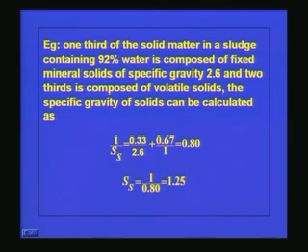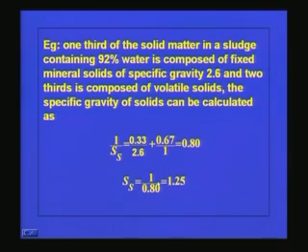We know that only 1/3 is fixed mineral solids, so this will come as 0.33 divided by 2.6, plus 0.67 by 1. We are assuming the specific gravity of volatile solids is almost the same as that of water. So we will get 1 by Ss, or 1 by the specific gravity of the solids, as 0.80, so the specific gravity of the solids is 1 by 0.80, which is equal to 1.25.